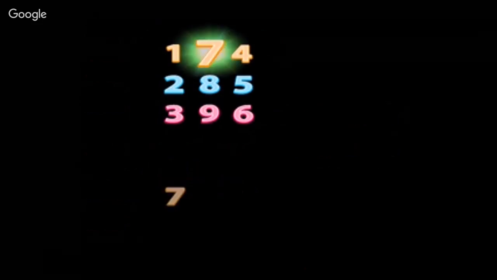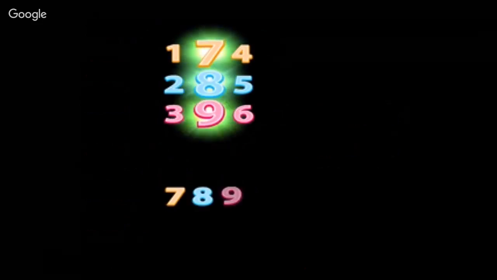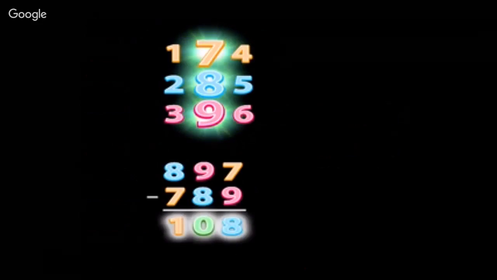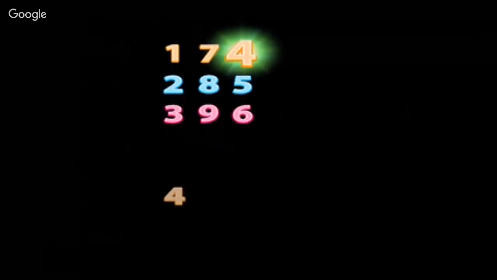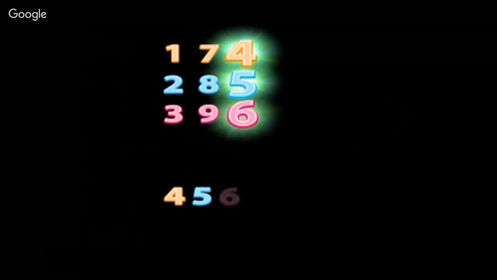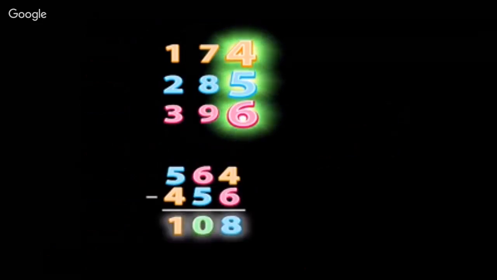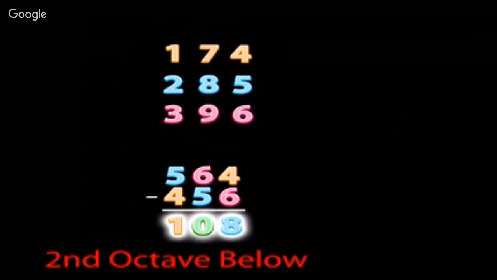Going down the center the same way, 7, 8, 9, I subtract that from its shifted pair of 897, which gives me another 108, or 2 octaves below. And one more time, going down the far right, we got the 4, 5, and the 6. Subtract that from its shifted pair of 564, and we get another 108.